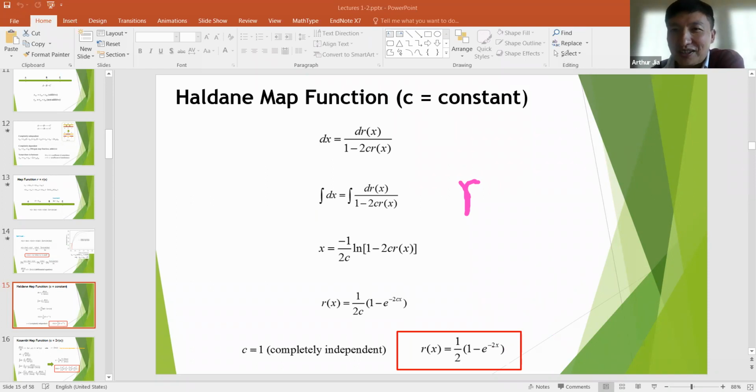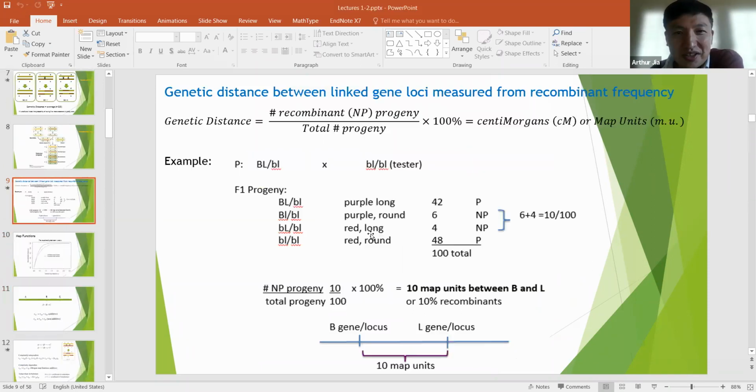Okay, let me make it clear here. All right, that's a good question. So this is how we directly use the experimental data. This is test cross data, right? So this is how we directly use this test cross data to estimate this R. Because what's the definition of R? The definition is the recombination frequency between B and L here, all right?